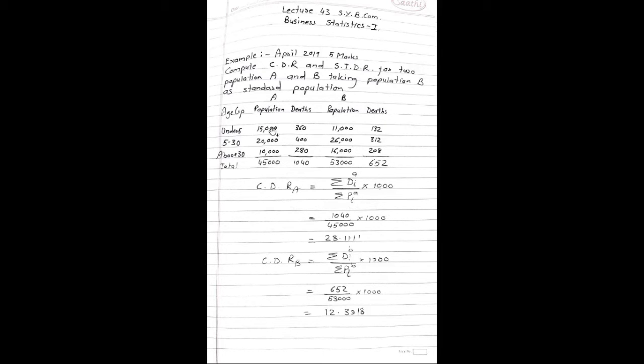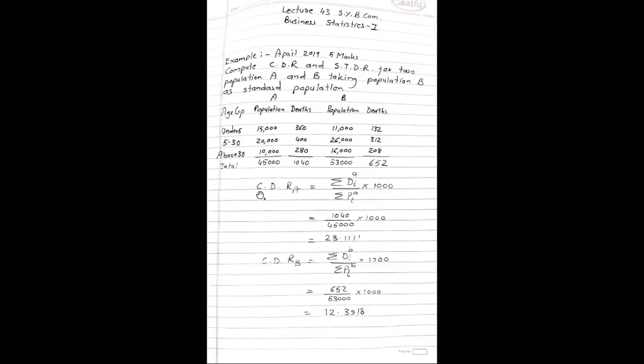So population A total can be calculated as 15,000 plus 20,000 plus 10,000. So total becomes 45,000. Deaths total becomes 360 plus 400 plus 280. The answer is 1,040. For population B, the population total can be calculated as 11,000 plus 26,000 plus 16,000. So total population becomes 53,000. Deaths total is calculated as 132 plus 312 plus 208. So total deaths for population B is 652.